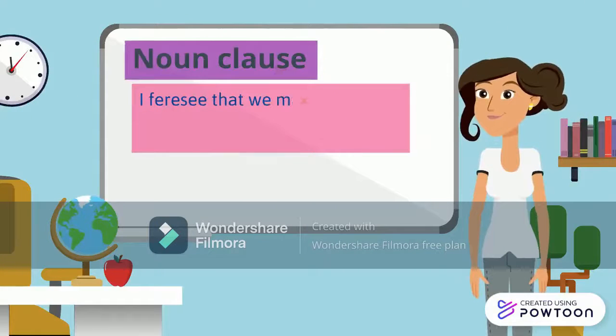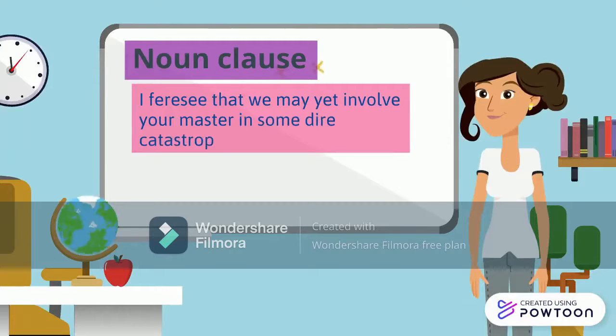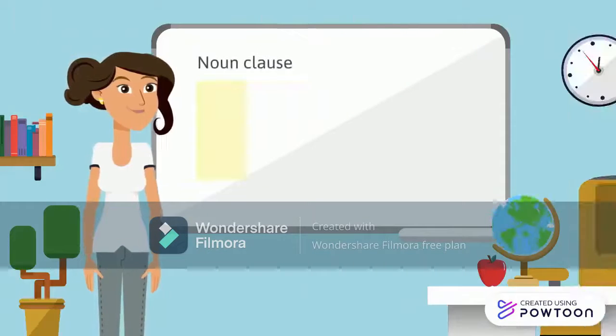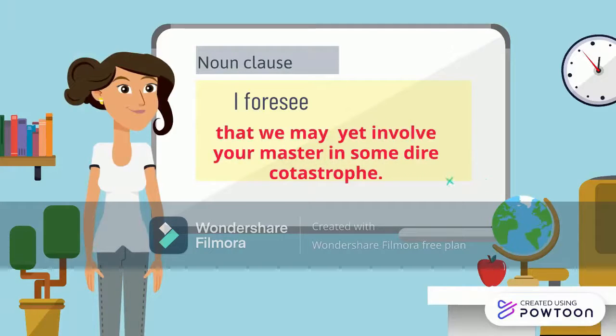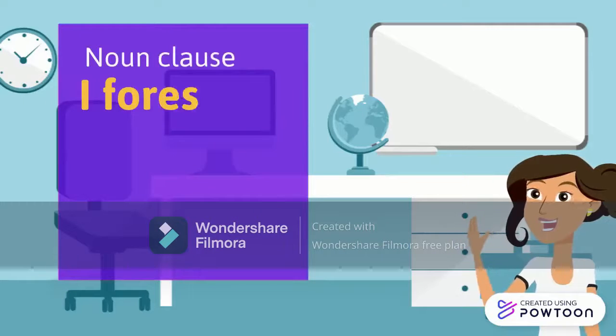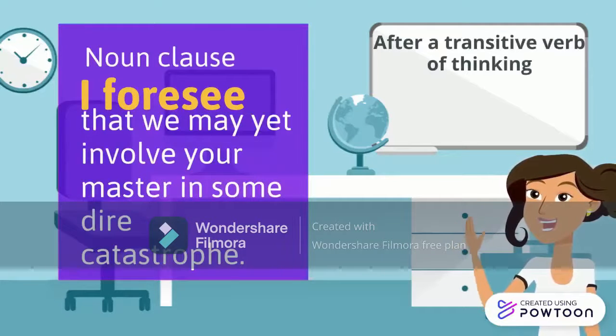Our third example of noun clause is: I foresee that we might yet involve your master in some dire catastrophe. I foresee is the independent clause. That we may yet involve your master in some dire catastrophe is the dependent one. It's a that clause and has the function of the subject. The context of this noun clause is after a transitive verb of thinking, and the use is a statement.